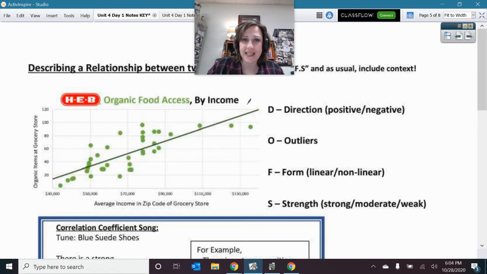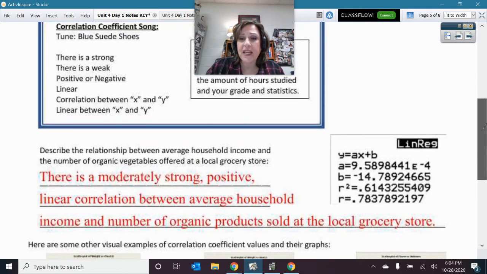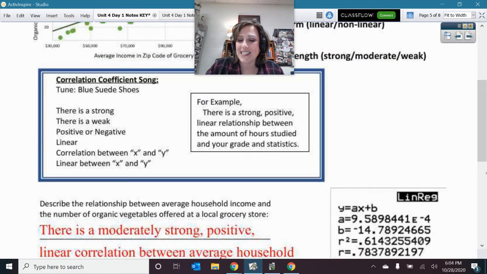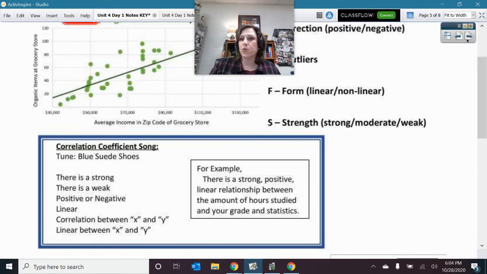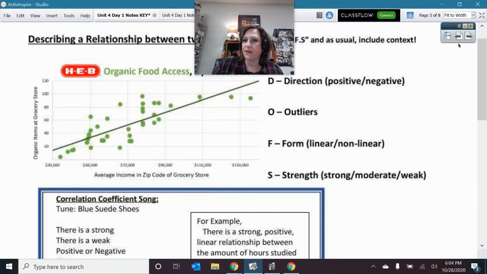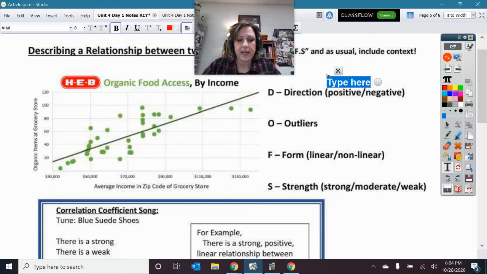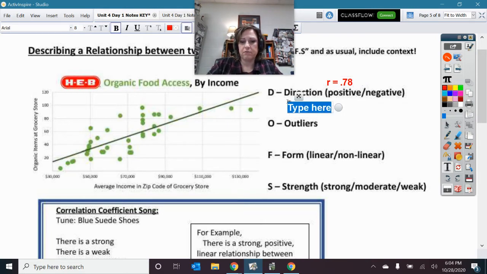So here's what that data looked like, and here's the equation that went through it. And here is the R value of 0.78. So that's what our R was. Let's talk about these things. If I have an R of 0.78, then here's what we have. Direction: I'm going to say it is positive. I don't think I have really any outliers, and we'll talk about that later.